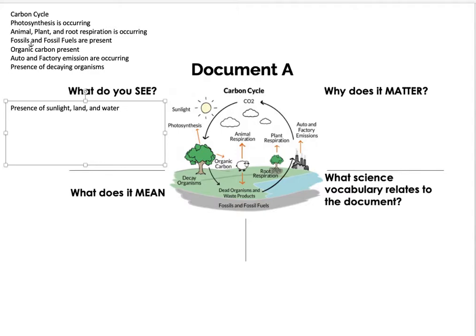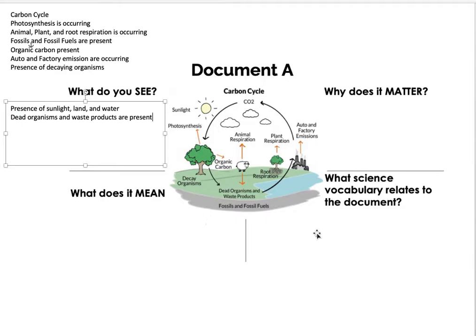Okay. And we also have decaying organisms, dead organisms and waste products are present. So I guess that's the presence of decaying organisms, dead organisms, waste products are present. I guess that's pretty similar, but that is what you can see plainly. You can look at this picture and pull out all of these characteristics.